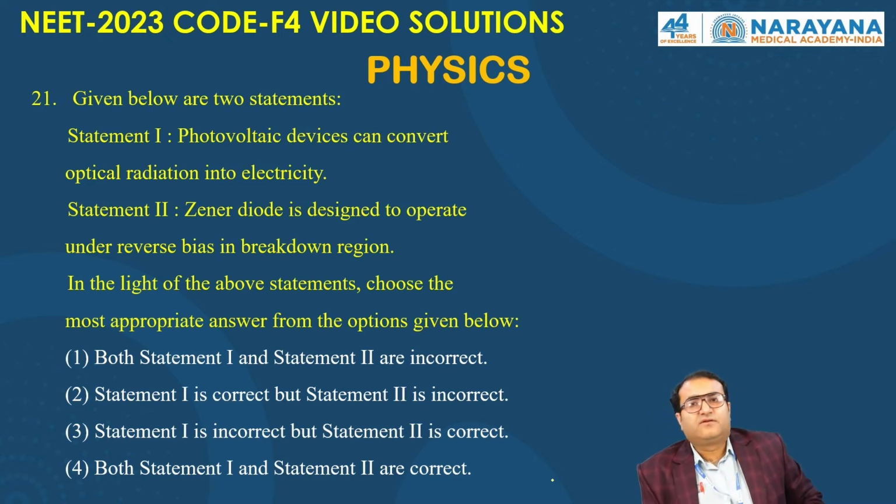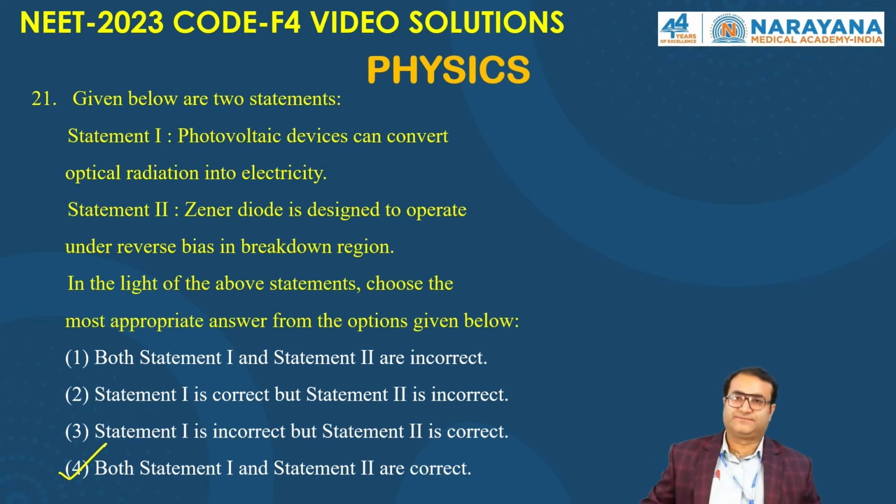Photovoltaic device can convert optical radiation into electricity, that is true. Solar cell is the example. Zener diode is designed to operate under reverse bias in breakdown region, that is also correct. So both the options are correct here. I'll go with the fourth option here.